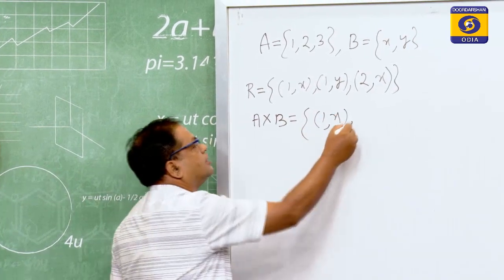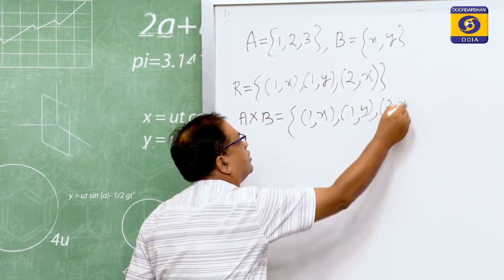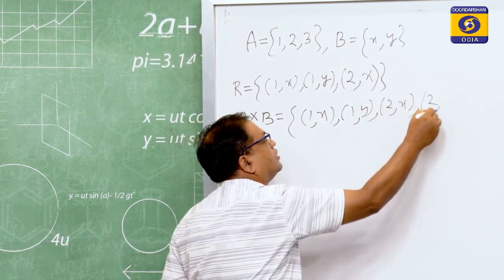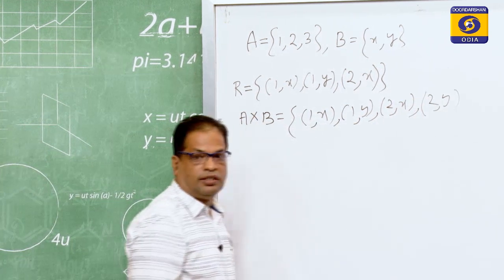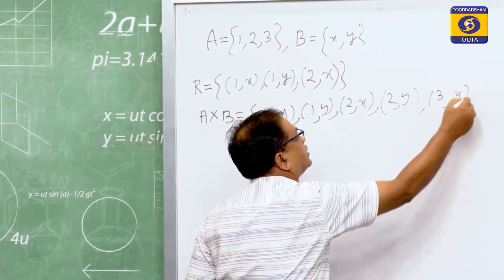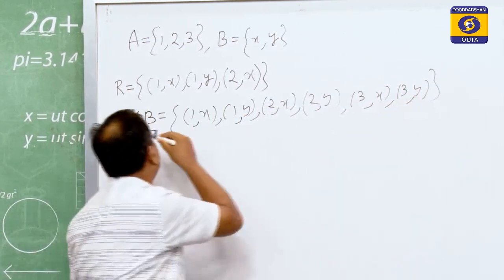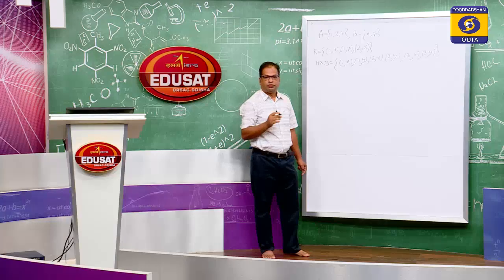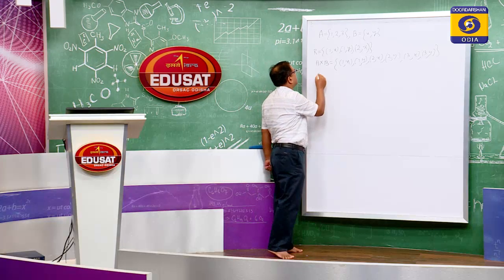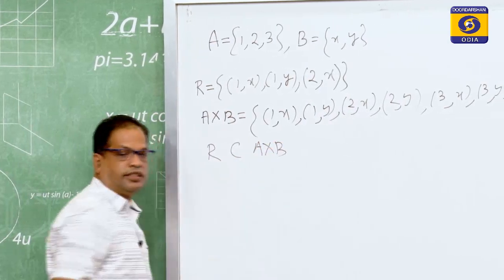(1, x), (1, y), (2, x), (2, y) and (3, x), (3, y). Obviously, R is subset of A cross B. So, R is a relation. Here R is subset of A cross B. So, R is a relation.